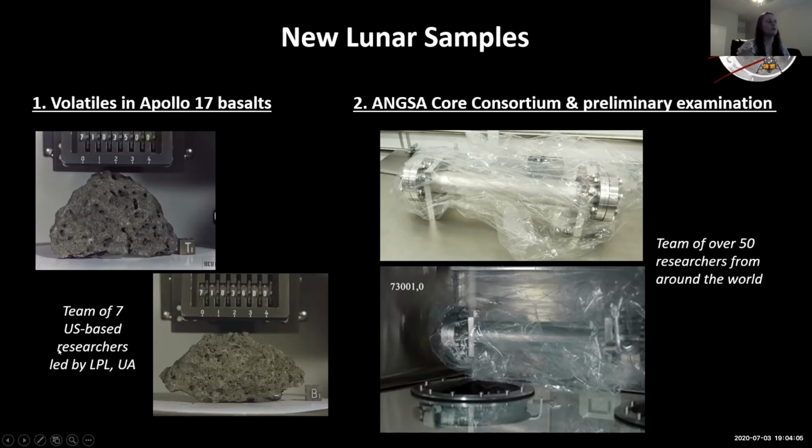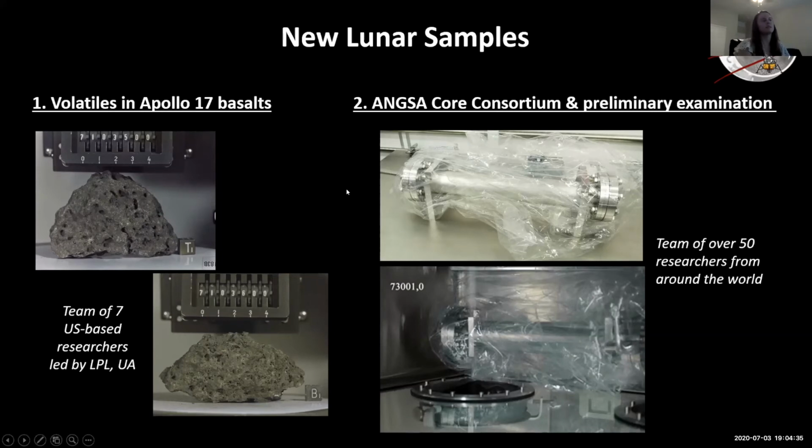And so we at the University of Arizona are leading a team of 7 US-based researchers to look at volatiles, including water, in 4 Apollo 17 basalts. 3, like this one here, 71035, have been available for study since they were brought back in 1972. But 71036 that you see down here, after it was photographed, was put in cold storage and has been there ever since, untouched and unstudied.